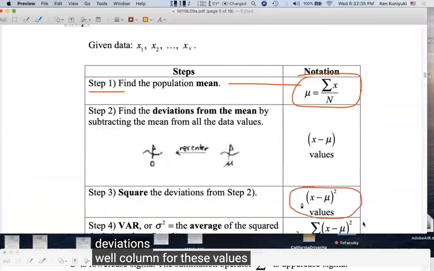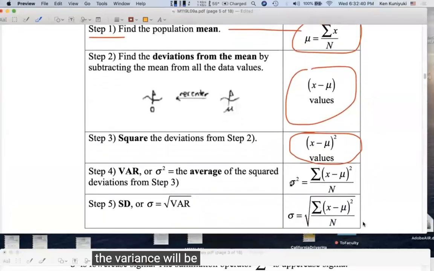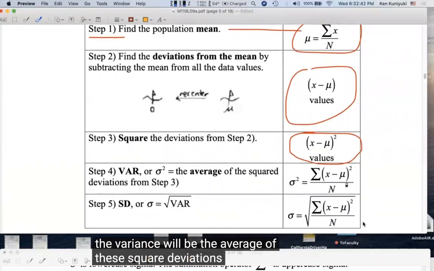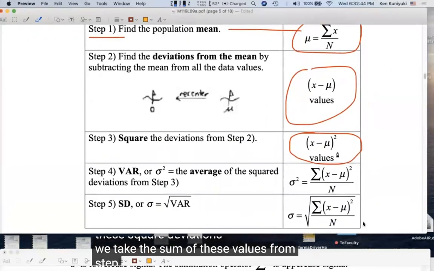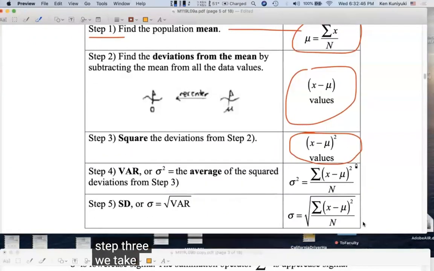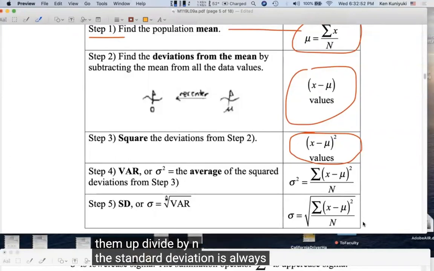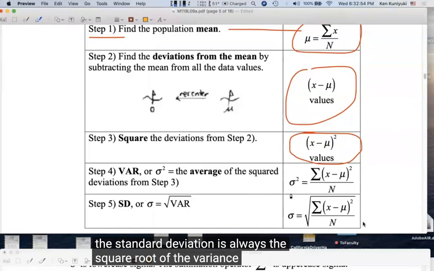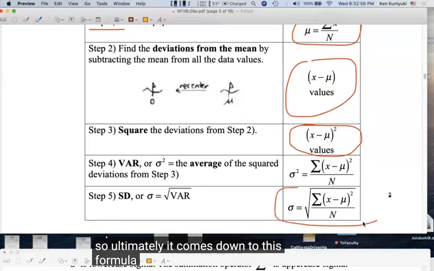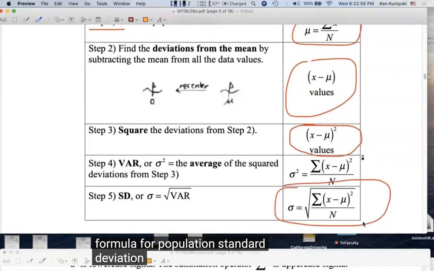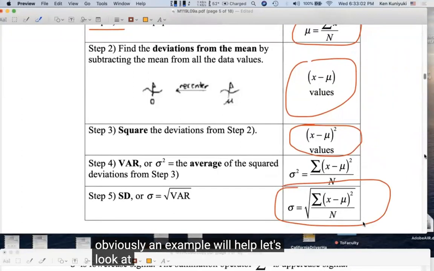Below a column for these values. The variance will be the average of these square deviations. We take the sum of these values from step 3, add them up, divide by n. The standard deviation is always the square root of the variance. So ultimately, it comes down to this formula for population standard deviation. Obviously, an example will help. Let's look at an example.